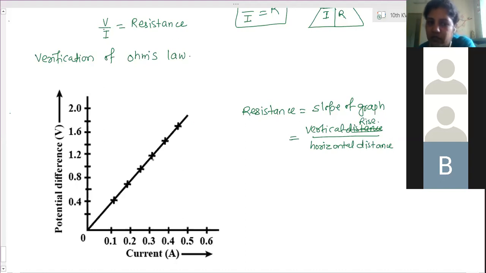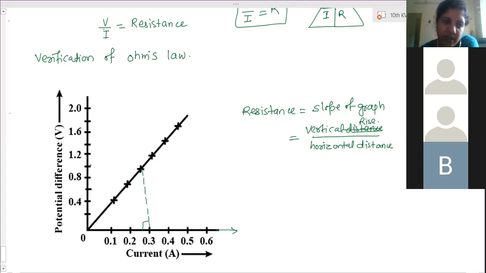From any point, we have to draw a perpendicular on the current axis. So where is current? You have to keep I. This is the current axis on the x-axis. From any point on the graph, draw a perpendicular, and then you will get the right triangle. In that right triangle, take the vertical perpendicular distance, that is the perpendicular height. This value you have to calculate.